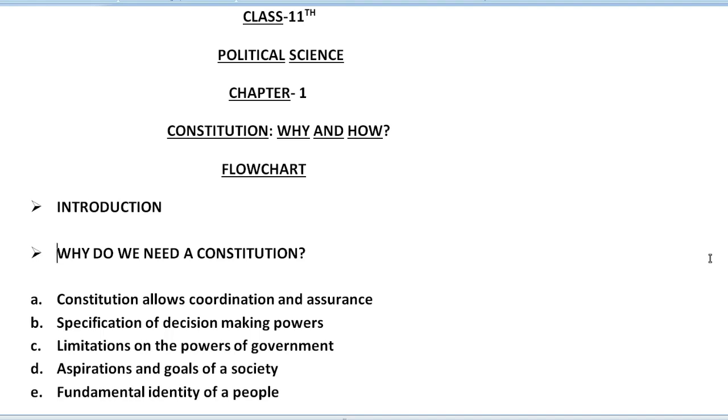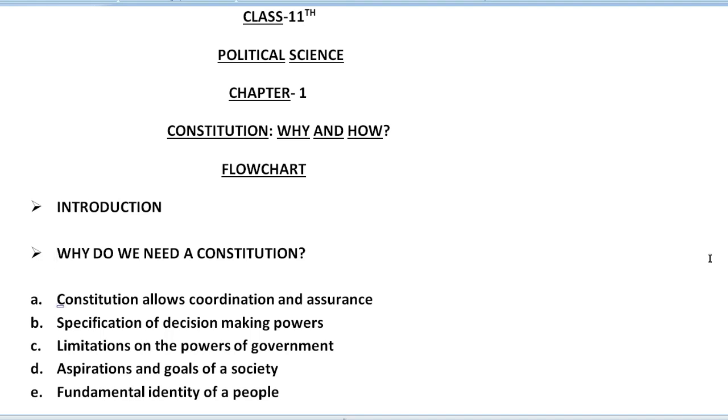Second heading we have, why do we need a constitution? Of course, it is a very important question which comes in the exam. Is it not possible that without any constitution our country can run smoothly and the government can also rule smoothly? So for this, of course, what is the need of the constitution? Why do we need a constitution? This important question comes to our mind.